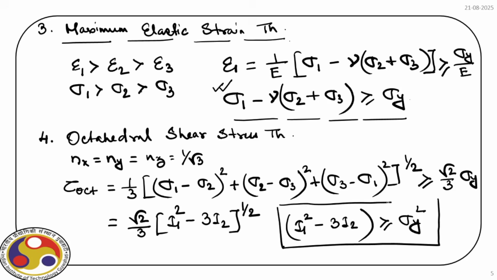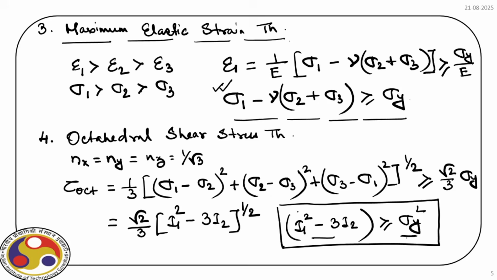So the moment we start with the 3D stress field along the octahedral plane, if this condition is satisfied, then again we will have failure. So if the left hand side is less than the allowable stress, which is sigma y, then as per this condition the material will remain safe, otherwise it is bound to fail.